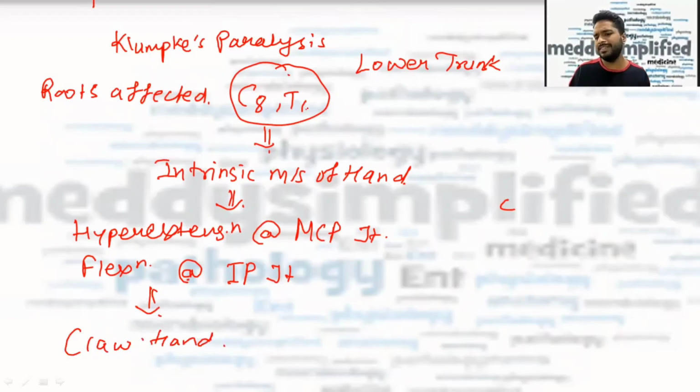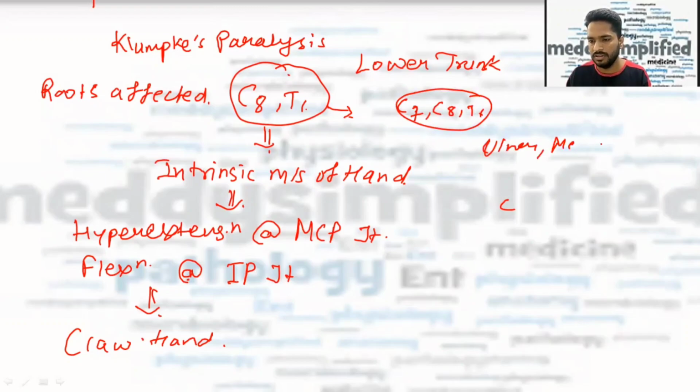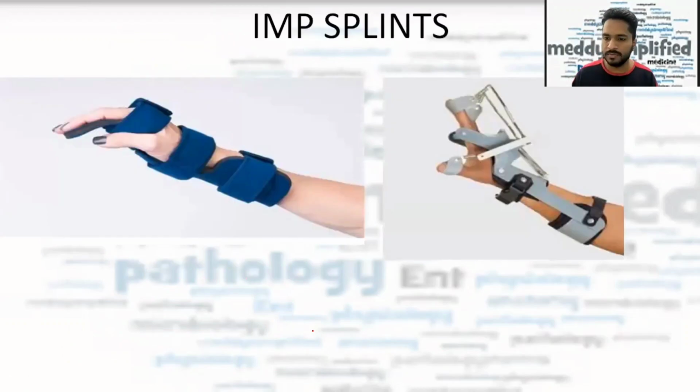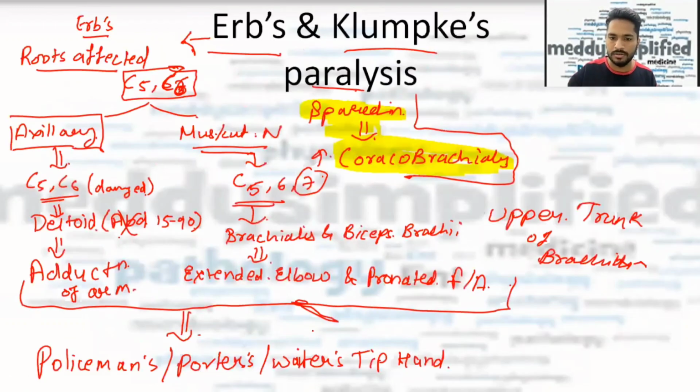So in Klumpke's paralysis, we'll see claw hand. If you remember the root values, the root value of the ulnar nerve was C7, C8, T1. So basically, the ulnar and median nerves are damaged, and this leads to the claw hand sign in Klumpke's paralysis. I hope Erb's paralysis and Klumpke's paralysis are very clear. We can expect one question out of both topics. Now we'll talk about the important splints before we go further.